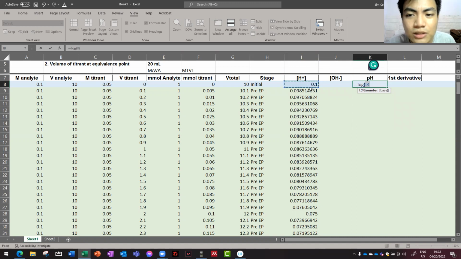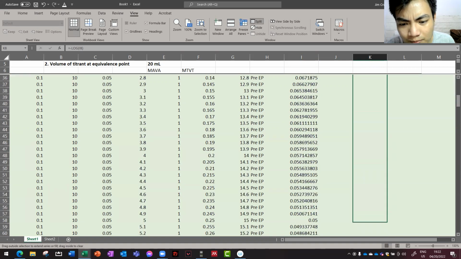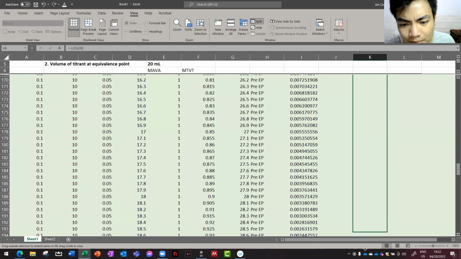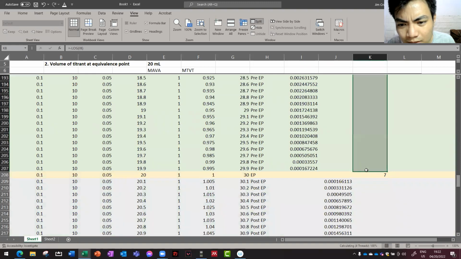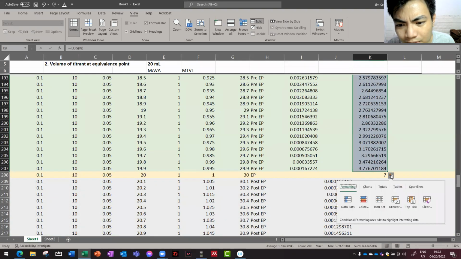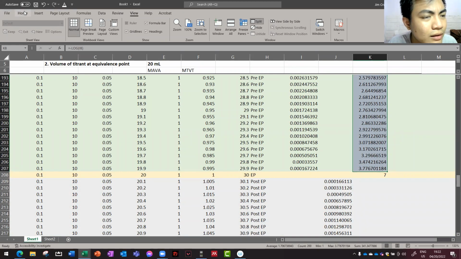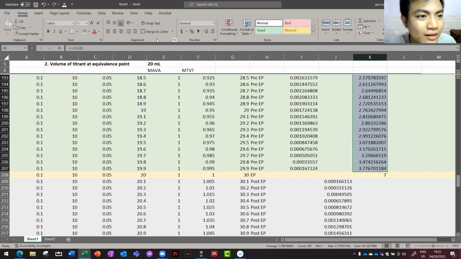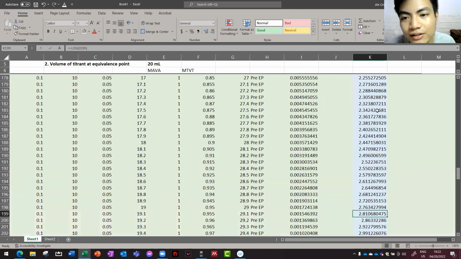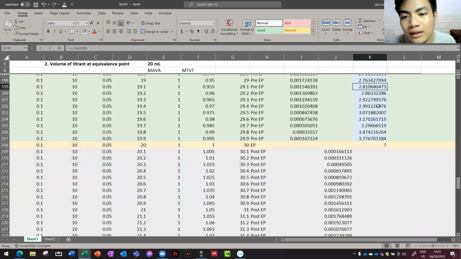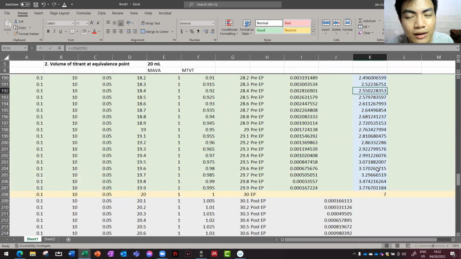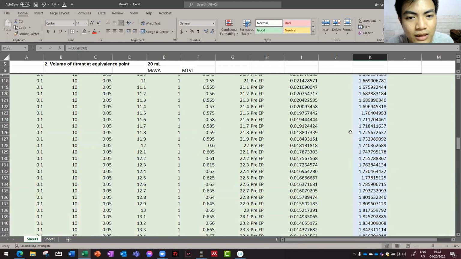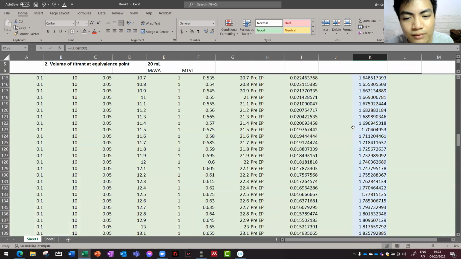It's purely H plus since that's what we solved. So I'll just drag it now until the equivalence point. And there you go. It has colors, but don't mind the colors. So that is our pH at the initial and the pre-equivalence point.